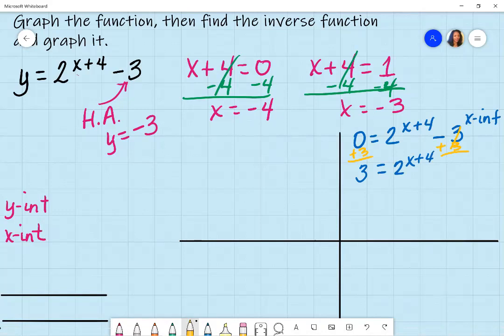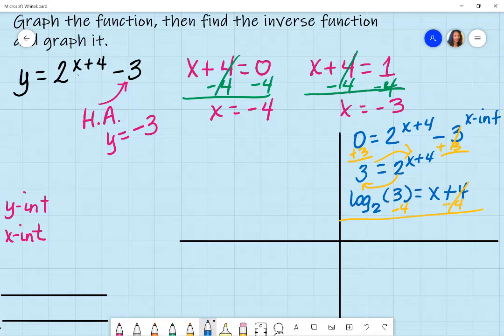And now at this point, I want to rewrite this as a log. So I'm going to have log base 2 of 3 is equal to x plus 4, but x again is still not by itself, so I'm going to have to subtract 4 on both sides. I cannot combine that 4 and -4 and 3 because the 3 is attached to my log. This is all one item. Okay, so I'm going to just switch this variable on the left-hand side. You don't have to do that. I just do that. Don't know why I do it, but I just do. And then subtract 4 from that.